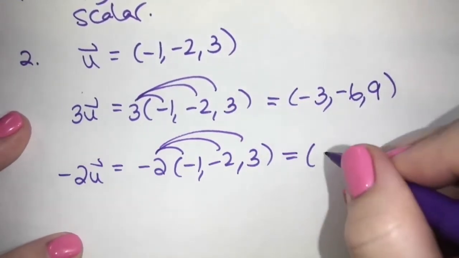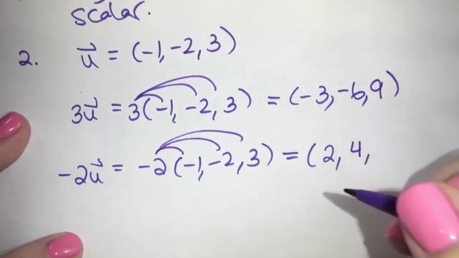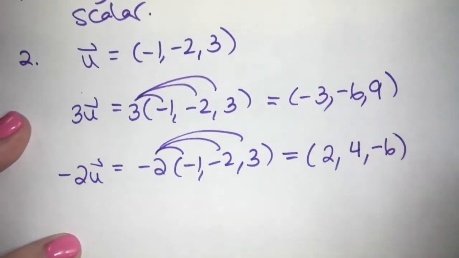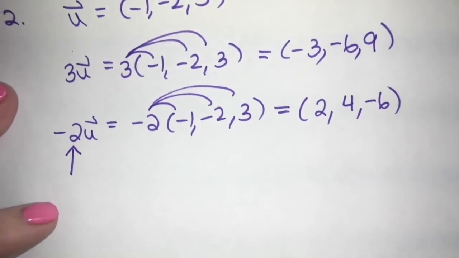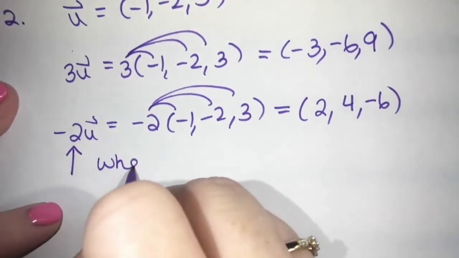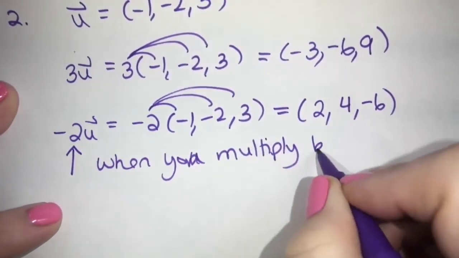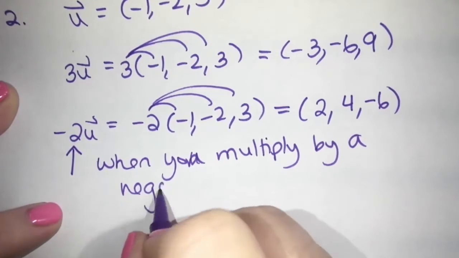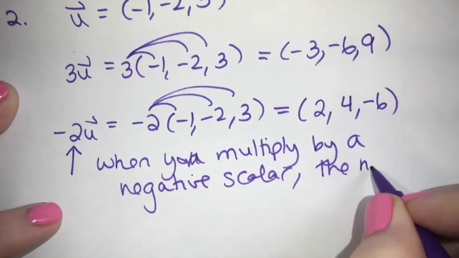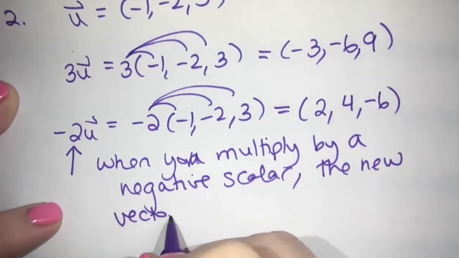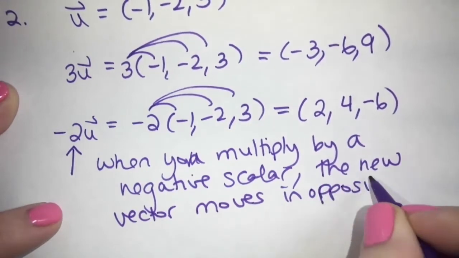So -2 times -1 would be 2. -2 times -2 would be 4. And -2 times 3 would be -6. And keep in mind, when you multiply by a negative number, your new vector moves in the opposite direction. So when you multiply by a negative scalar, negative number, the new vector moves in the opposite direction of the original.